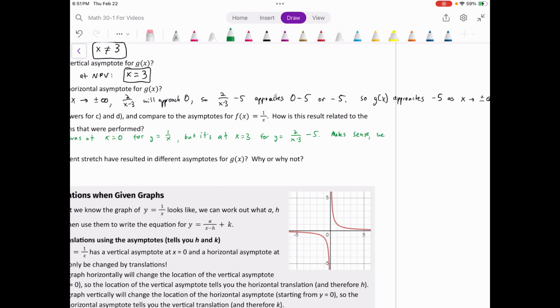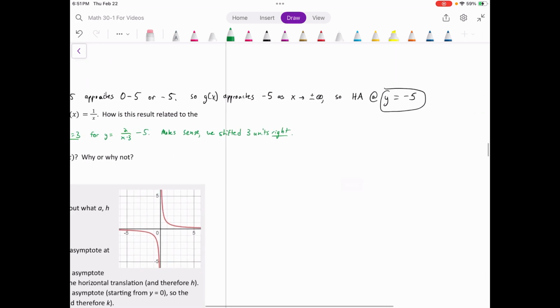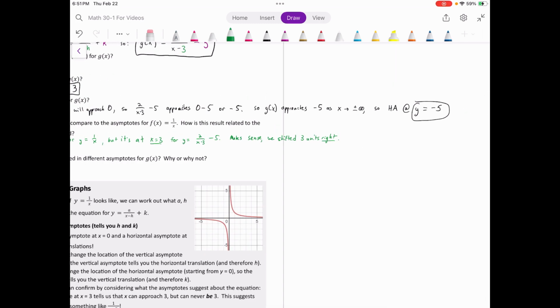We shifted 3 units right. So starting from 0, we're going to end up at x equals 3. Okay, so this kind of gets at something here. For these in this form, think about it. It's always starting from x equals 0 if we think about y equals 1 over x, and then we can translate it h units right or left.